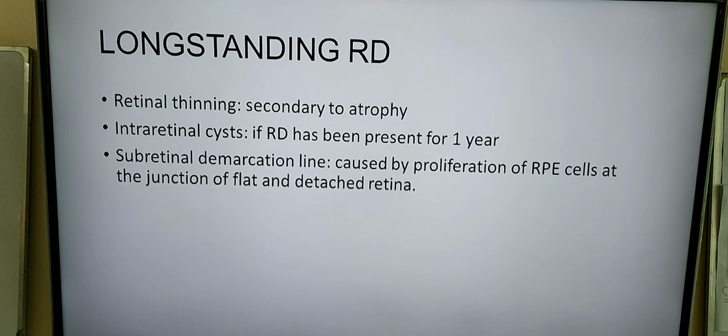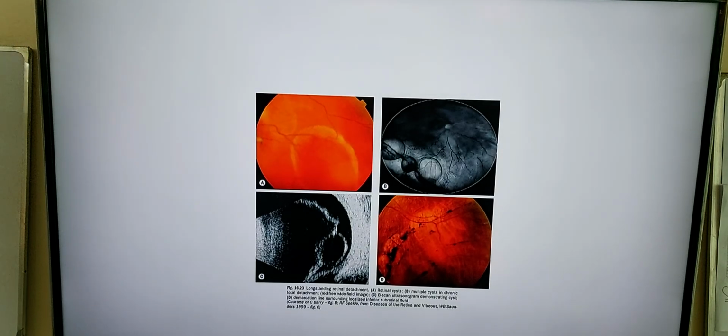Long-standing retinal detachment. In long-standing retinal detachment, retinal thinning is seen secondary to atrophy. Intraretinal cysts develop if retinal detachment has been present for a year or more. A subretinal demarcation line is caused by proliferation of retinal pigment epithelial cells at the junction of flat and detached retina. This picture shows long-standing retinal detachment, and it shows the retinal cyst.